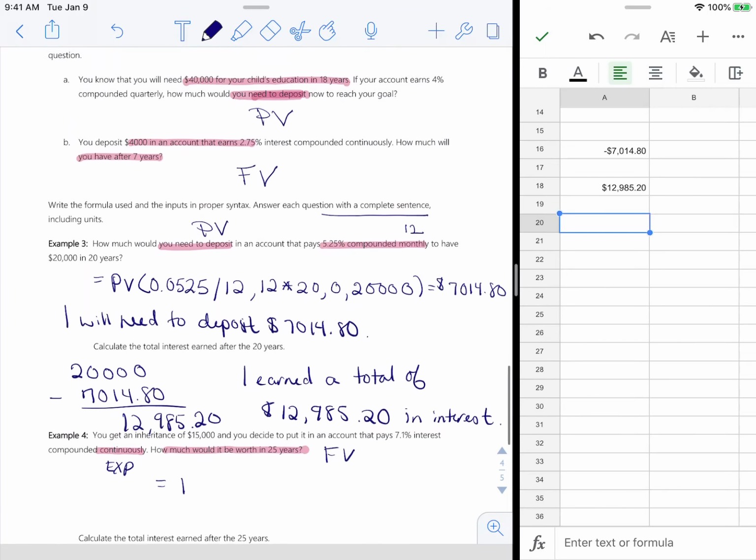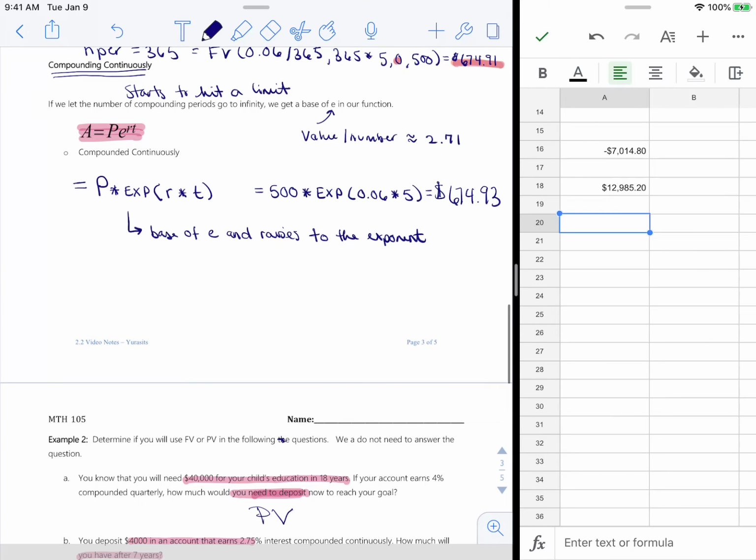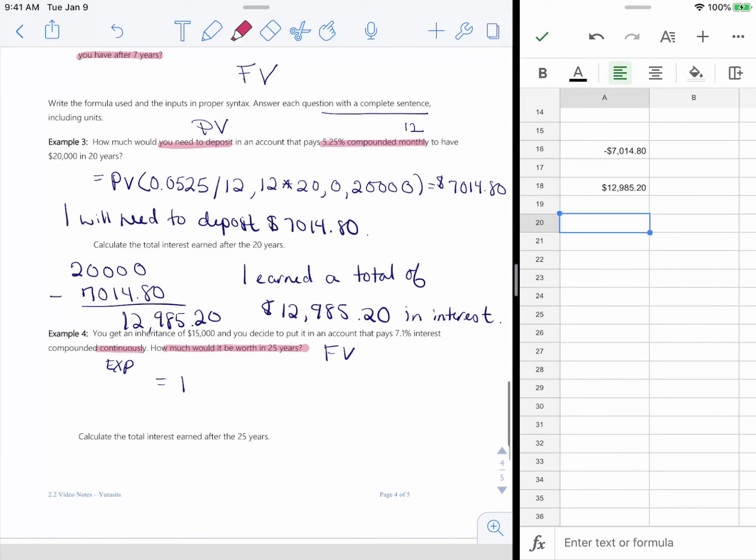If I go back up to my notes, remember, continuously, we have to use this formula. So we actually don't use FV at all with continuously. And it's just because of how it's compounded. So this is going to be your principal, your original amount, times EXP, parenthesis, your rate, times how long we do this for, 25 years.